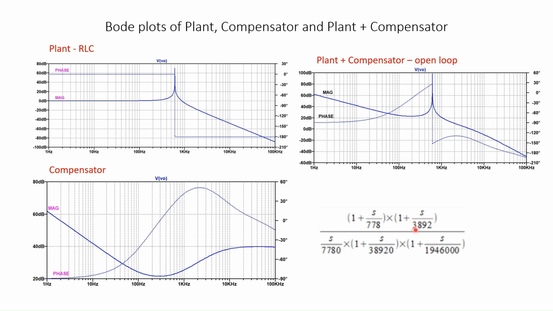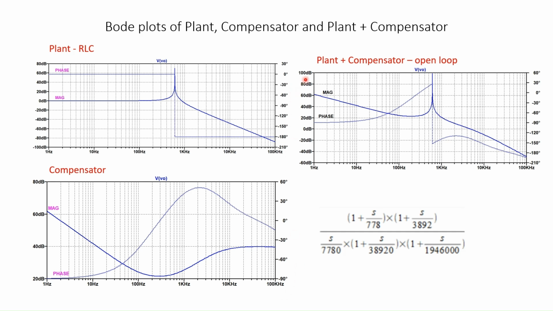Then after this zero, the next pole comes, where the magnitude will be falling at 20 dB per decade. So the rising 20 dB per decade and falling 20 dB per decade become flat. Then the last pole comes much later. It is not shown in the Bode plot. It is at 100 kilohertz. This will be at 500 kilohertz. So then again it will be falling at 20 dB per decade after reaching this frequency. So this is the compensator whose transfer function is given here.